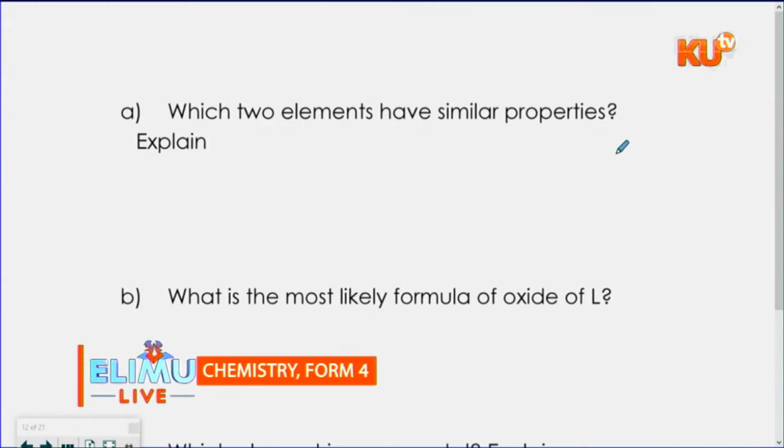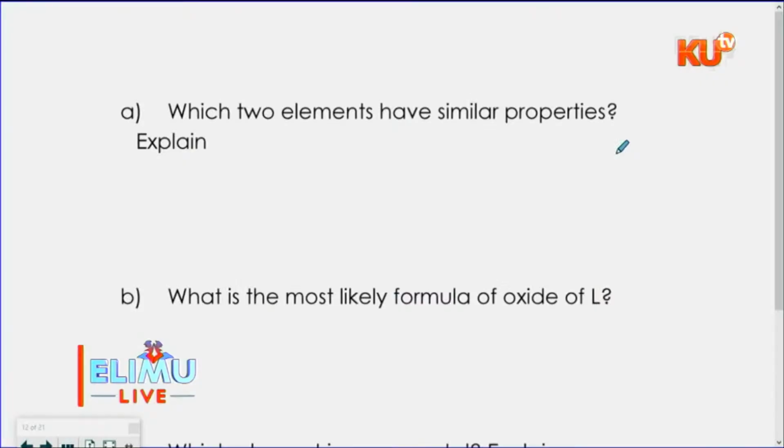And what have I said about group? We have said that elements in the same group usually have the same number of electrons in the outermost shell. So if I take you back to the table, the elements which have similar properties are elements which have the same number of electrons in the outermost shell. So let's look at our table.